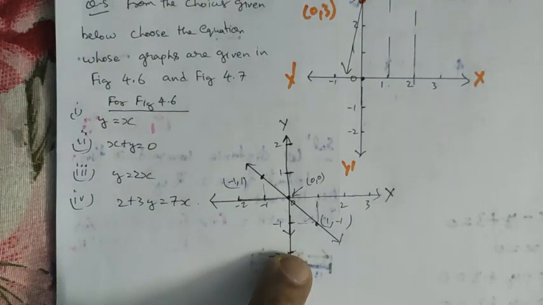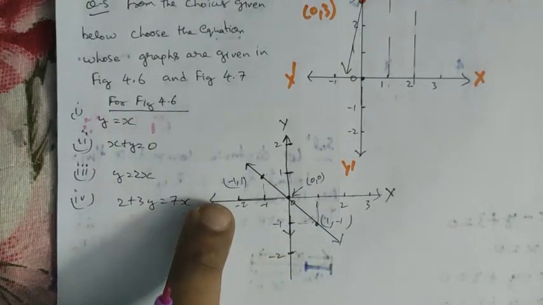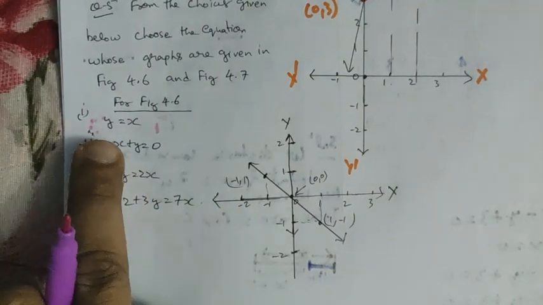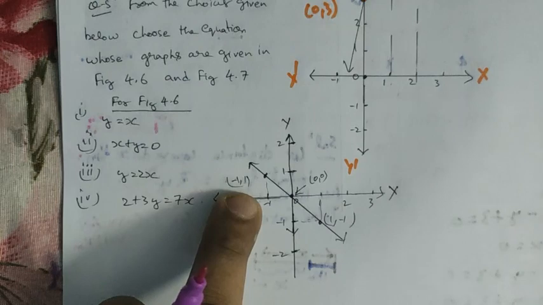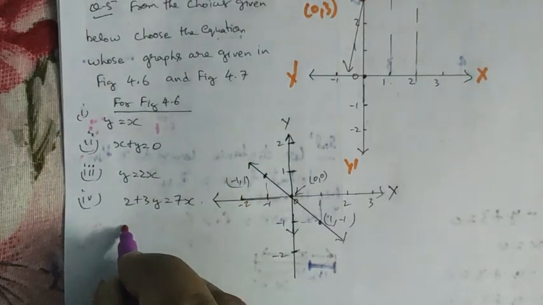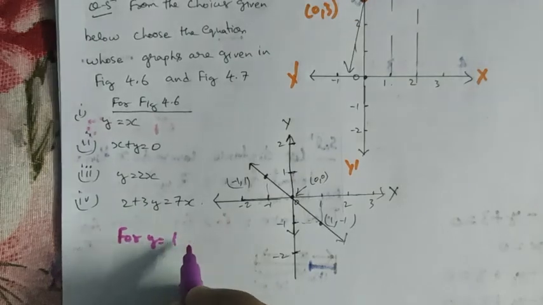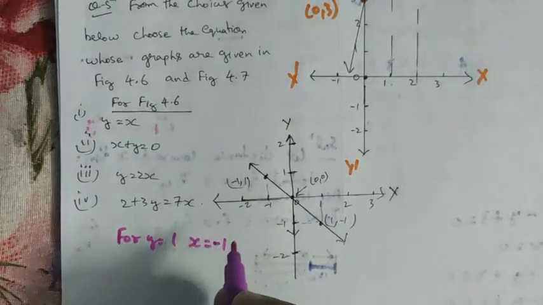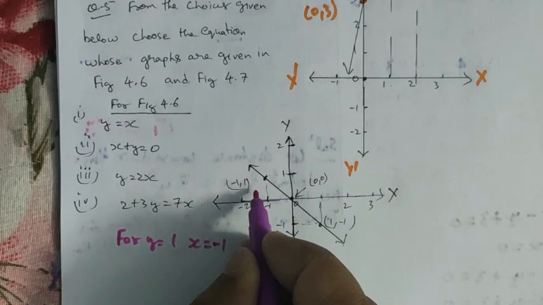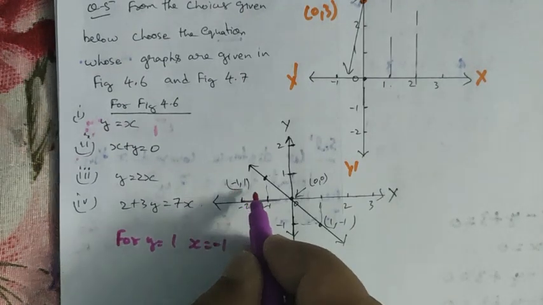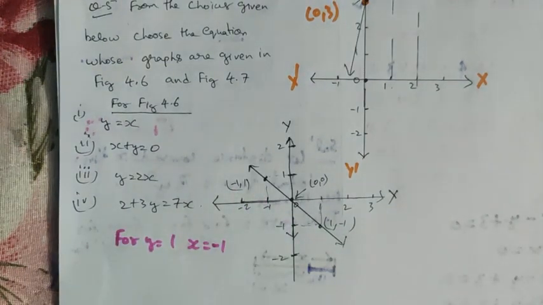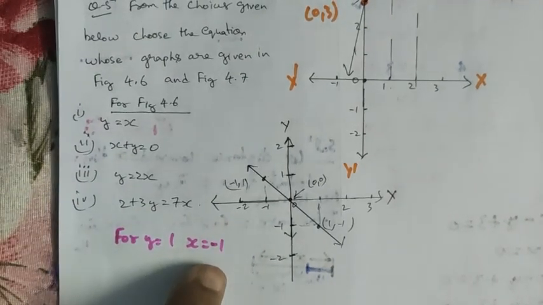First, suppose we take (-1, 1), where x equals -1 and y equals 1, and put it in the first equation, y equals x. Then 1 cannot be equal to -1. So the first equation is not possible.